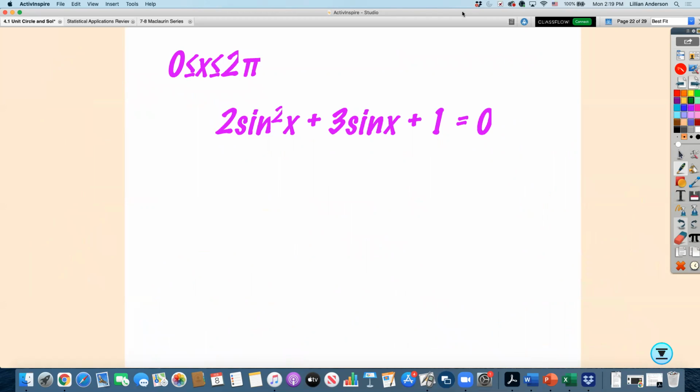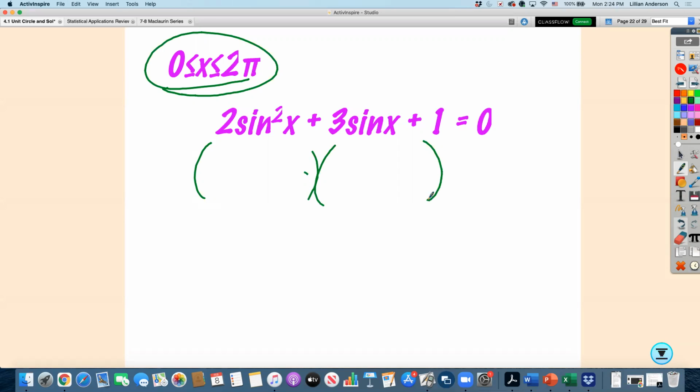With this particular question, to solve it, we have our domain, so all of our answers are going to be in what measurement? Radians. And this one, we are going to have to do what to solve it? Quadratic. Factor. It's going to be a quadratic, so we're going to factor. How did this factor down? 2 sine x plus 1 and sine x plus 1. Very good, because it's just like a regular quadratic.